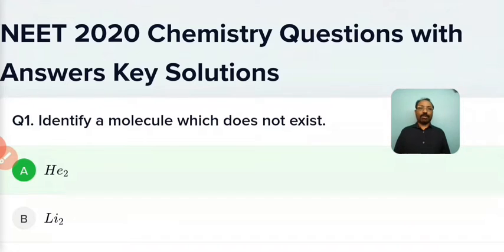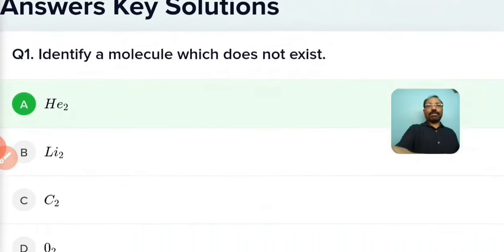Today I am going to explain the NEET 2020 chemistry paper analysis. If you observe this paper, most of the questions are easy and moderate. Only 2 or 3 questions are difficult. Your first question, just observe it.